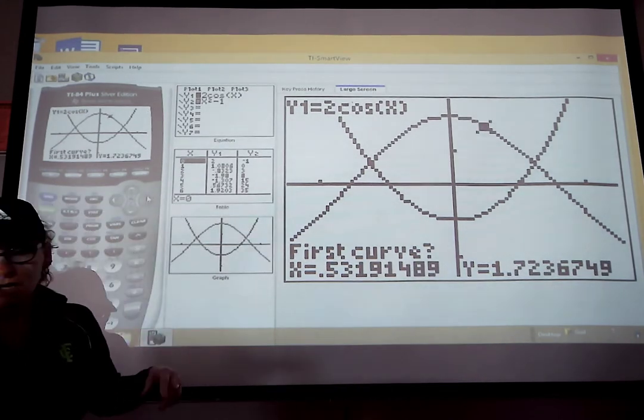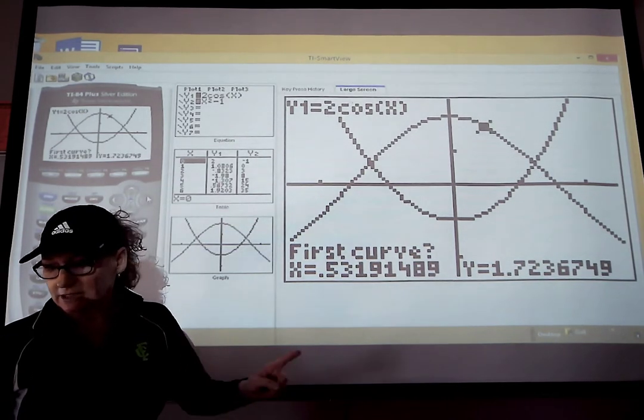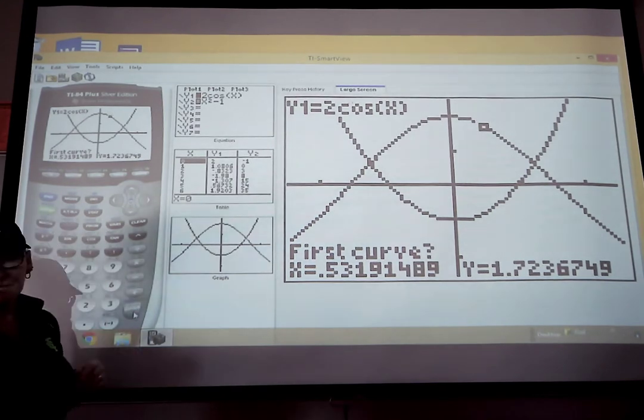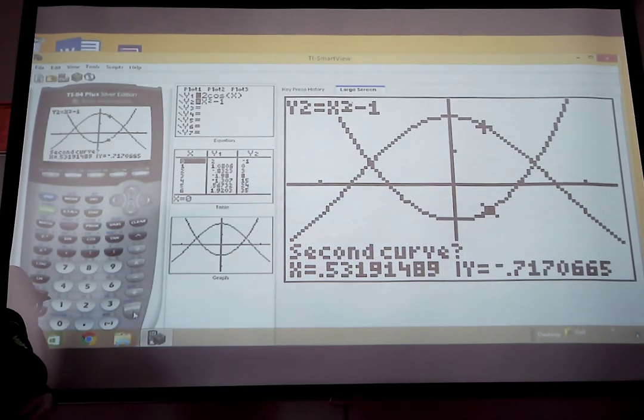There we go. Oh, I'm far enough. So I'm going to hit enter. That's what I want for my first curve. It jumps down to the next one. Is that what you want for your second one? Yes. So I hit enter.